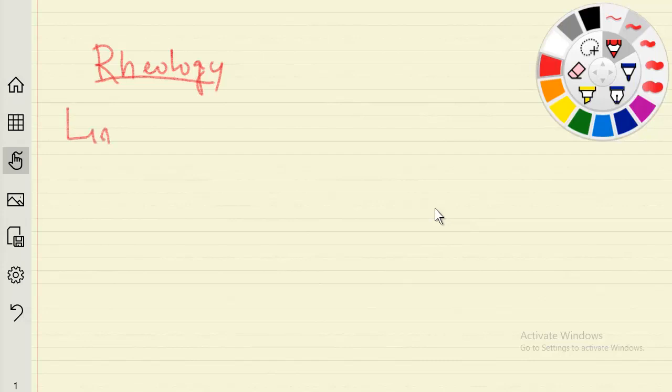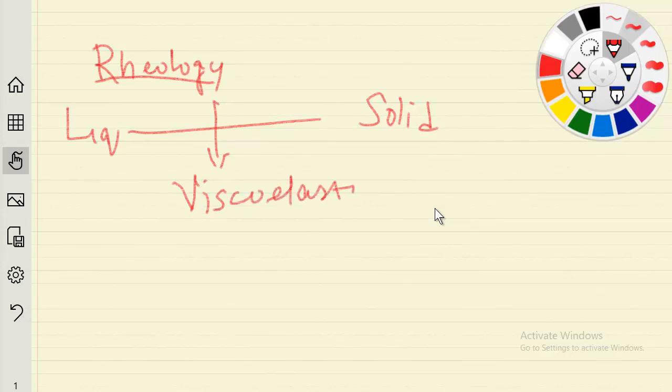Before talking about viscosity, let's imagine our whole world is made up of two things: one is liquid and the other is solid. There are a few substances that come in between them which are neither perfect liquids nor perfect solids. They are called viscoelastic substances. They can be viscoelastic liquids or viscoelastic solids. For example, a viscoelastic liquid may be yogurt, and a viscoelastic solid may be jelly.